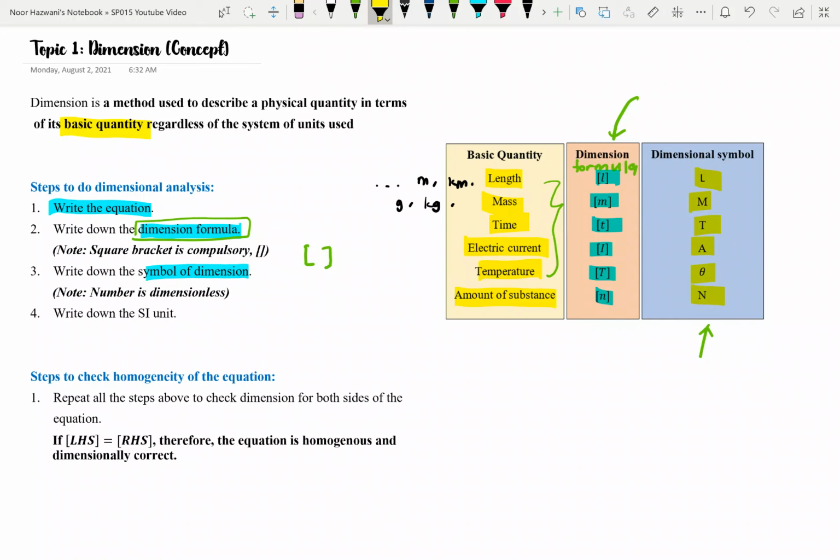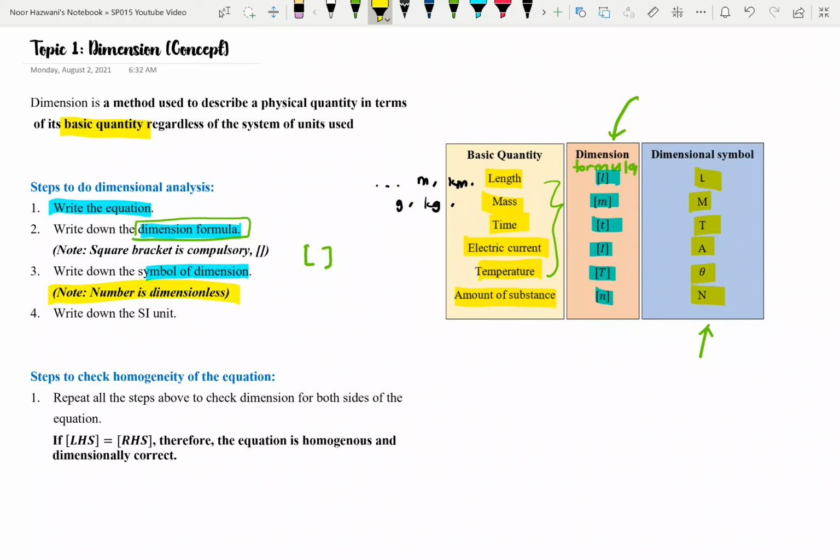Okay, dimension formula dia akan guna small letter, tapi kita kena squarekan bracket. Tapi bila kita dah start tulis dimension formula, kita akan buka kita punya square bracket, but then we have to write down in terms of capital letter. Okay, dan ingat pesanan yang paling penting adalah you kena tahu that number adalah dimensionless.